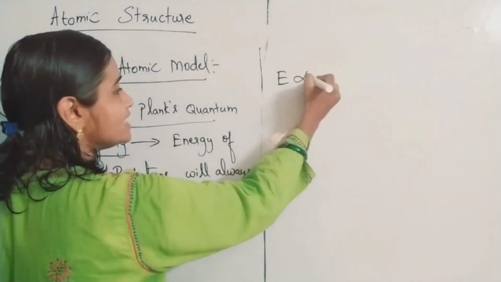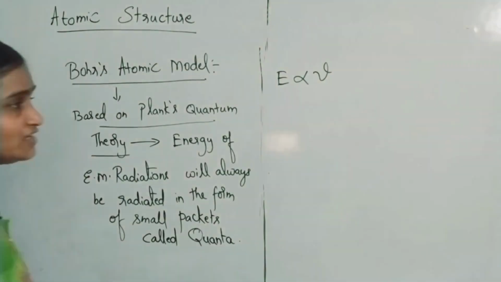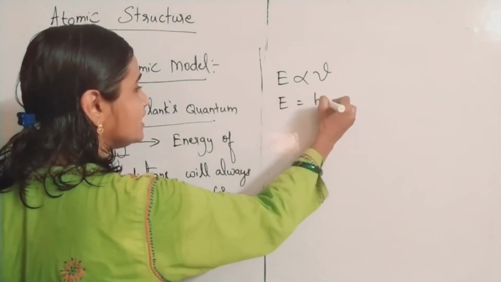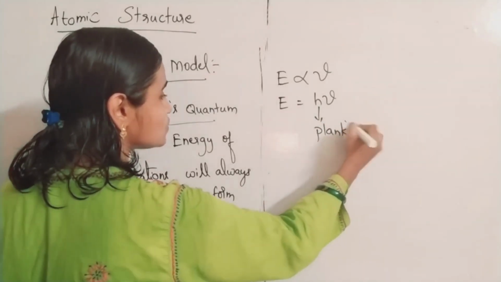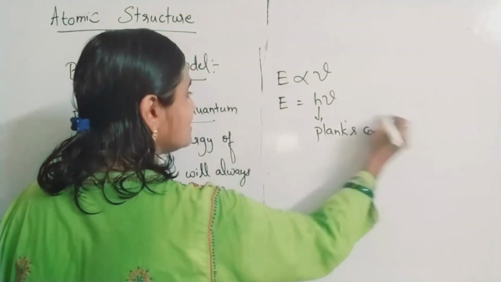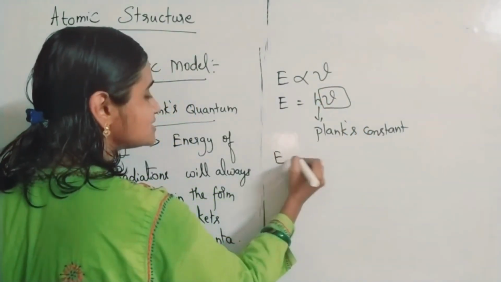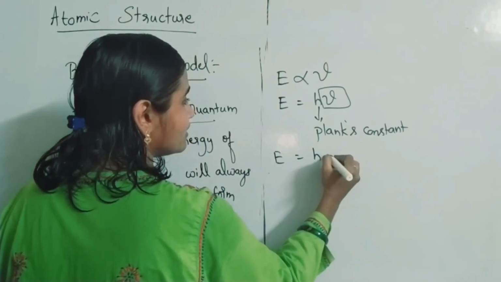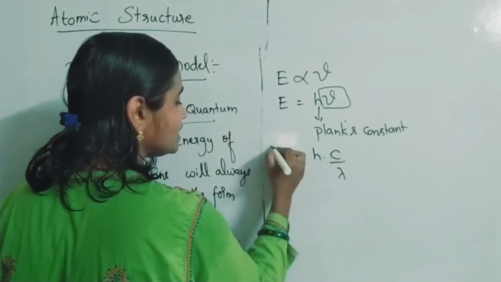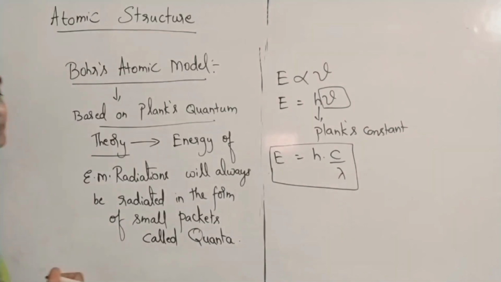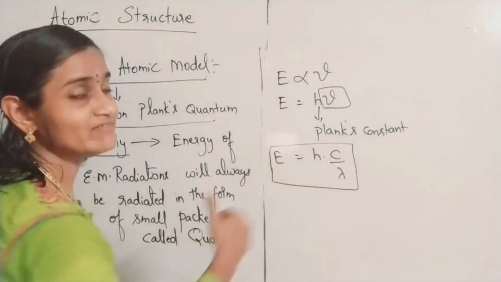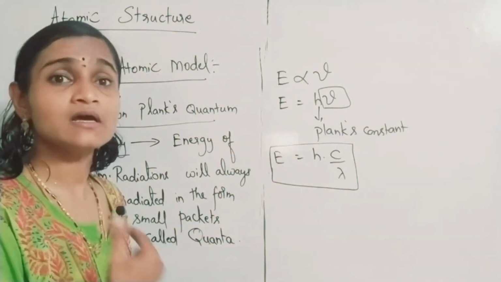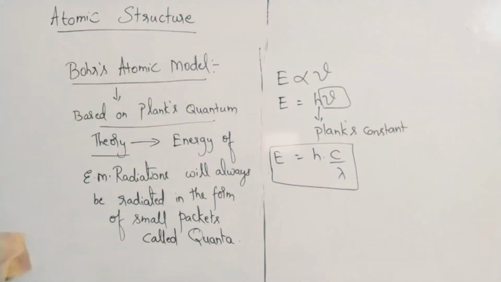Energy of electromagnetic radiations is directly proportional to frequency. E is equal to h into nu, where h is called as what? Planck's constant. And this nu can also be written as c by lambda. So h into c by lambda. So E is equal to h c by lambda. This is what you call Planck's equation, where c is the velocity of light and lambda is the wavelength of that respective electromagnetic radiation. So this is quantum theory.